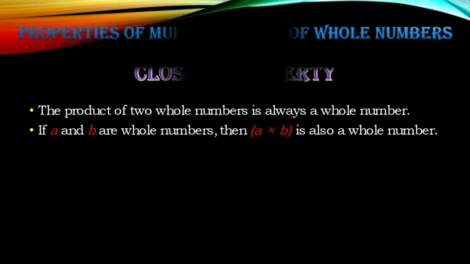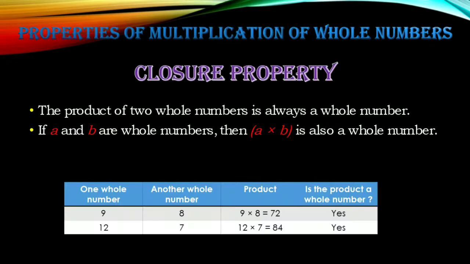Now we shall discuss the properties of multiplication of whole numbers. First property that we shall discuss is closure property. It states that the product of two whole numbers is always a whole number. If A and B are whole numbers, then A multiplied to B is also a whole number.